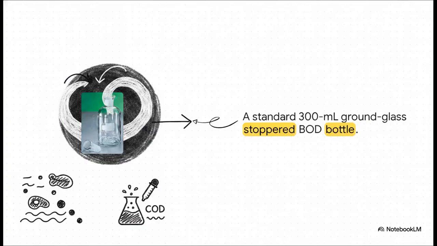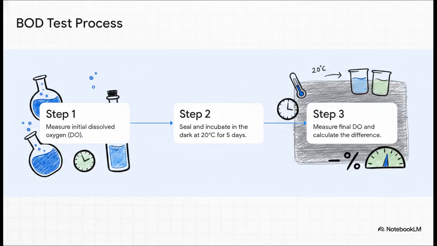To give you a real-world look at this, check out this standard 300 milliliter glass bottle. It's got a ground glass stopper with a special water seal on it. Why? Because you absolutely cannot have outside oxygen snaking in and ruining the test. Plus, while they're incubating, these bottles are kept in total pitch-black darkness. That's to stop any algae in the water from performing photosynthesis, which would generate new oxygen and completely throw off the readings. This perfectly explains the actual testing methodology governed by the Indian standard IS 3025 Part 44.